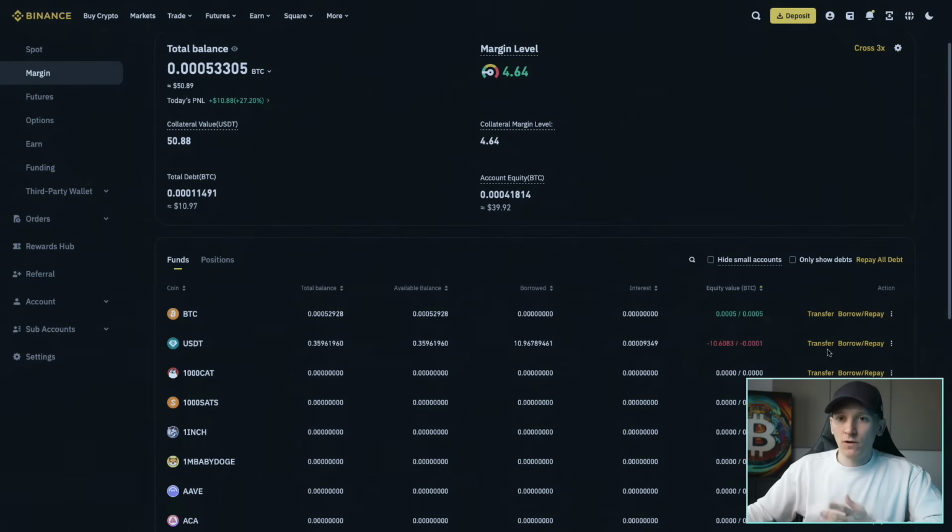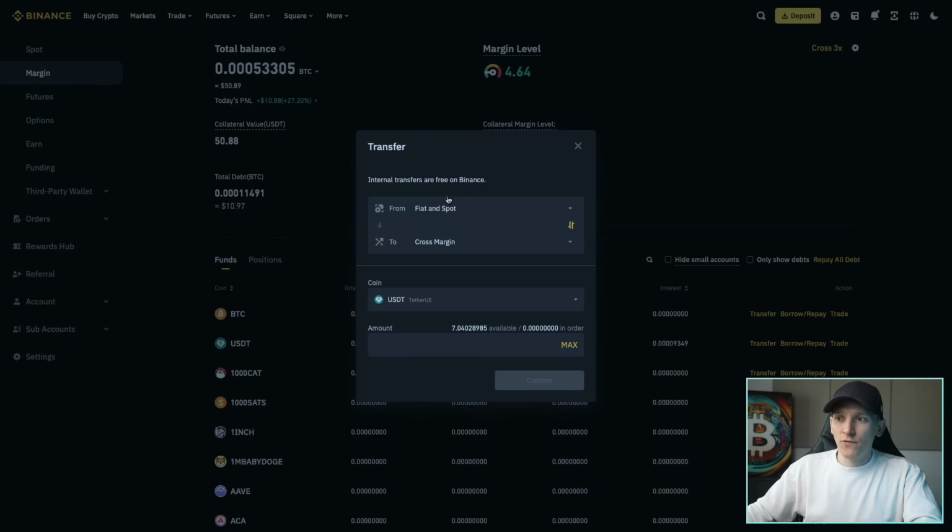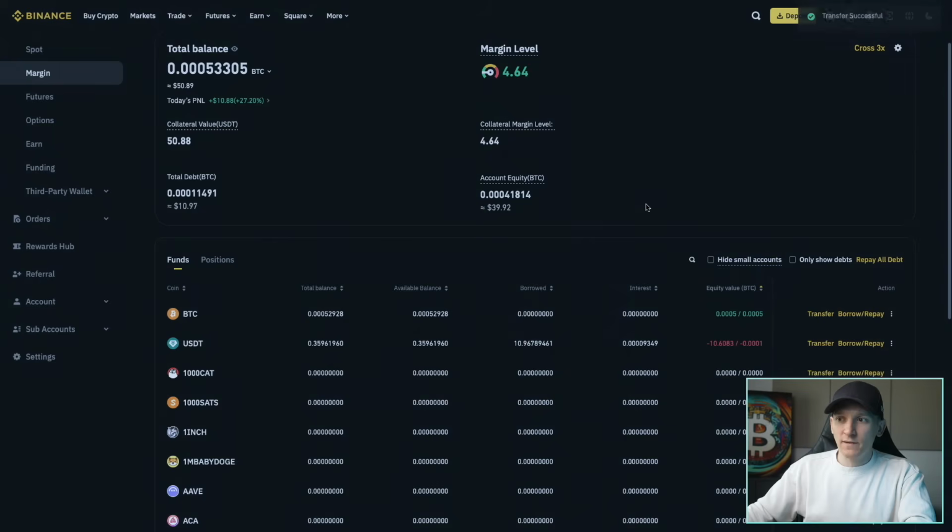Well, I can actually transfer assets from my spot account into my margin balance. So let's go transfer here. We're going to transfer from fiat and spot, and we're going to transfer it into cross margin. So I'm going to enter $5, and I'm going to press confirm. That transfers in those assets into my balance. Now you can see that my total balance is $5, and I've got $10 borrowed.